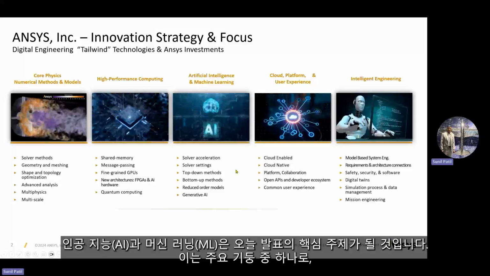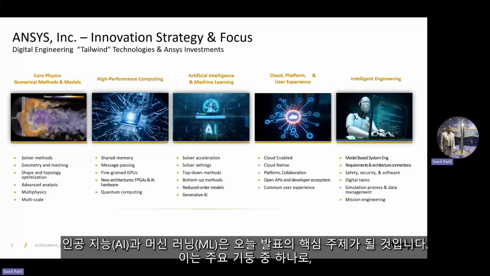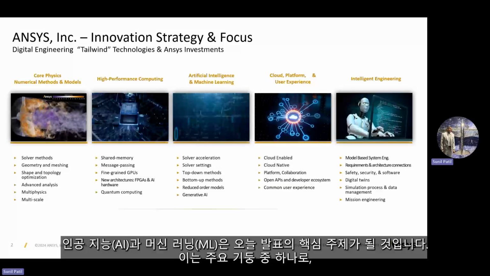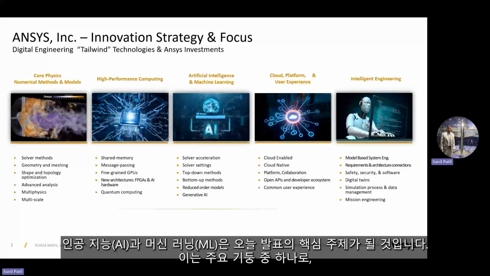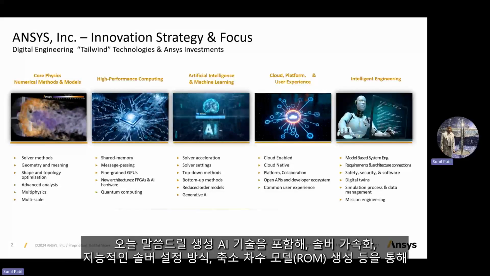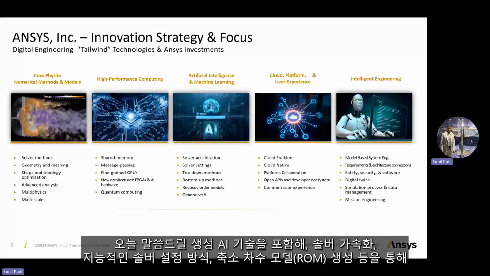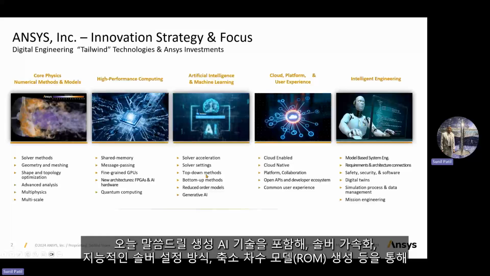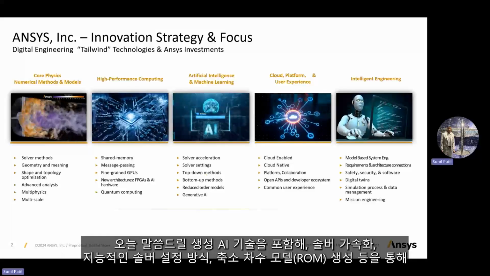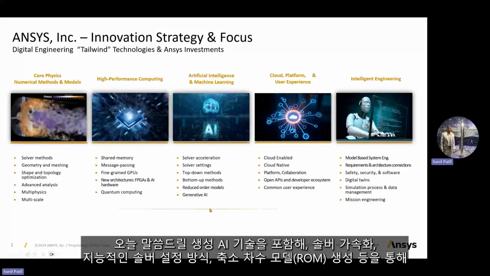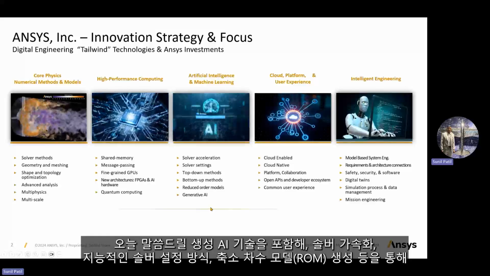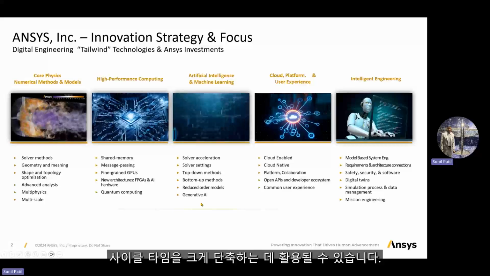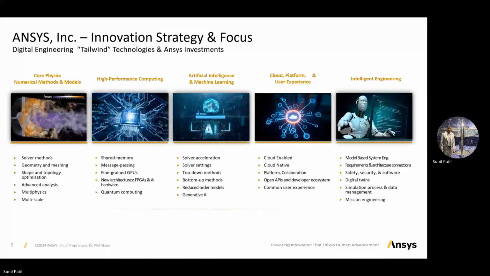Artificial intelligence and machine learning, which is going to be the focus of today's presentation, is also one of the major pillars which can be really leveraged to reduce the cycle time substantially using things such as solver accelerations or the intelligent way to do the solver settings and create reduced order models or use of generative AI technology, which I'm going to talk about today.